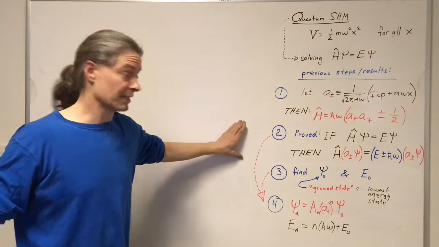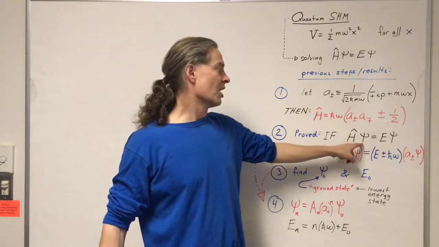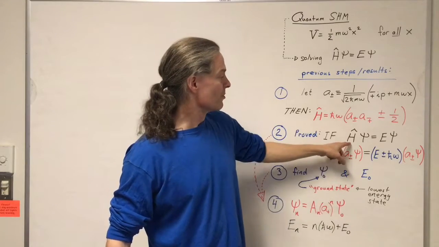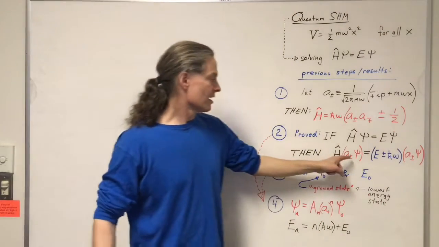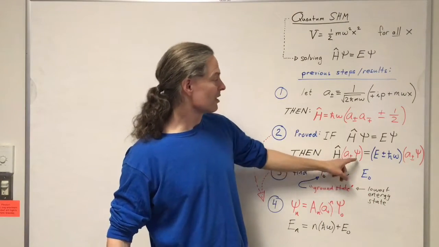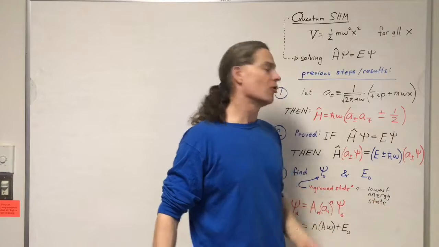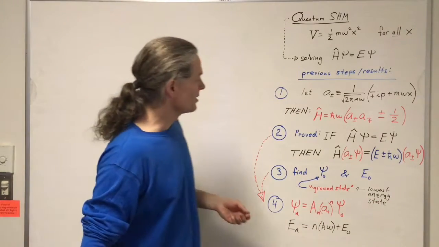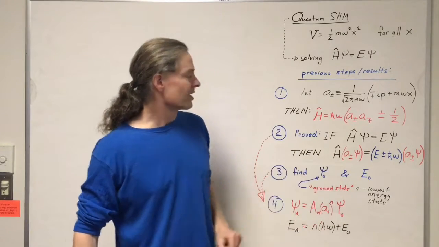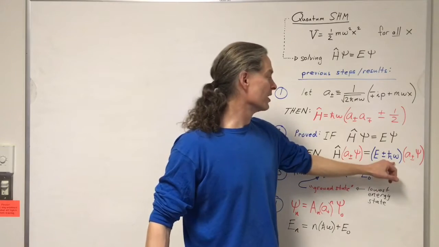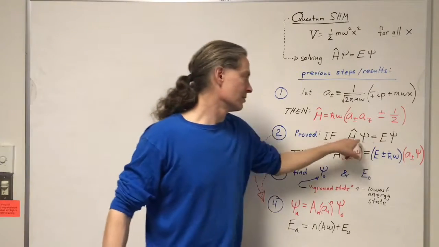Step 2 was really important. Step 2 was to prove the following proposition. If psi is an eigenstate of the Hamiltonian with corresponding energy eigenvalue E, then the state constructed by operating on psi with A plus is also an eigenstate of the Hamiltonian, but with h bar omega higher energy. Likewise, the state A minus operating on psi, now that's another state, that's also an eigenstate of the Hamiltonian, but this time with h bar omega less energy than that of the original state that we were talking about here.